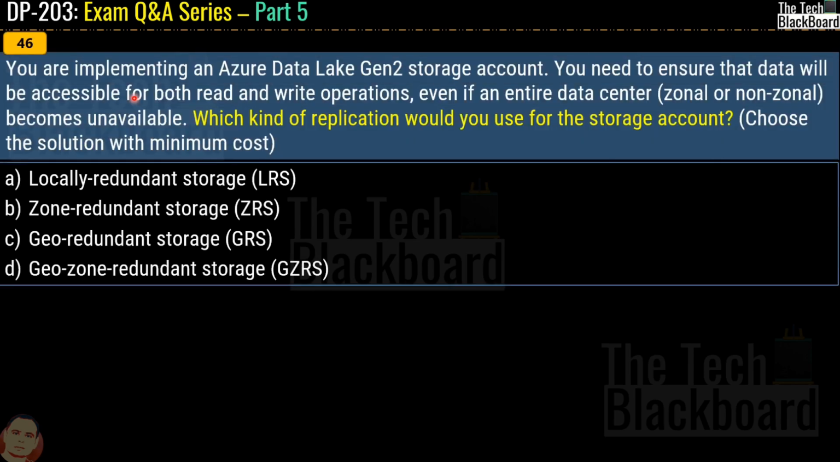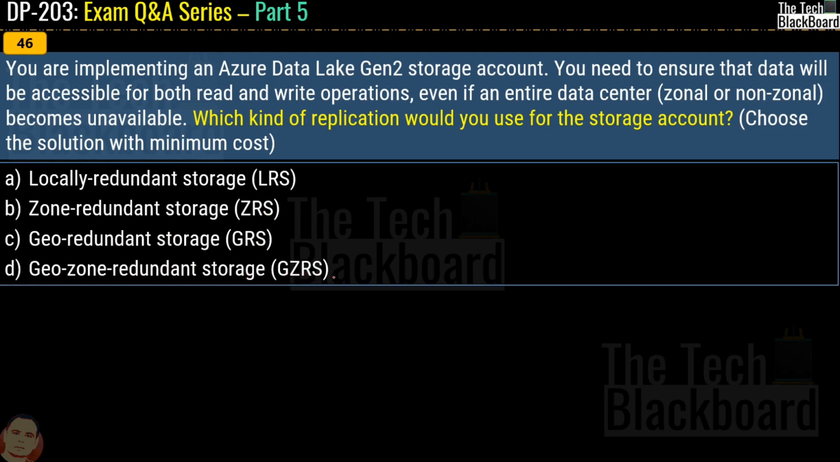The question says that you are implementing an Azure Data Lake Gen 2 storage account. You need to ensure that the data will be accessible for both read and write operations, even if an entire data center, zonal or non-zonal, becomes unavailable. Which kind of replication would you use for the storage account? And you have to choose the solution with the minimum cost. Your options are locally redundant storage or LRS, zone redundant storage or ZRS, geo-redundant storage GRS, or the last one is geo-zone redundant storage, which is GZRS.